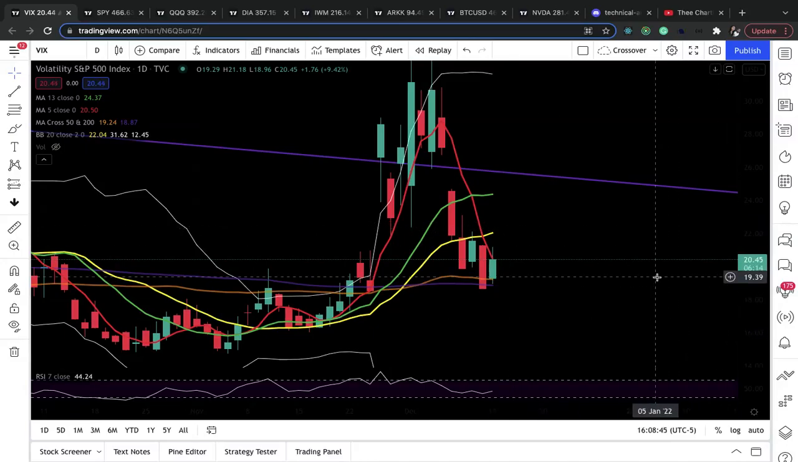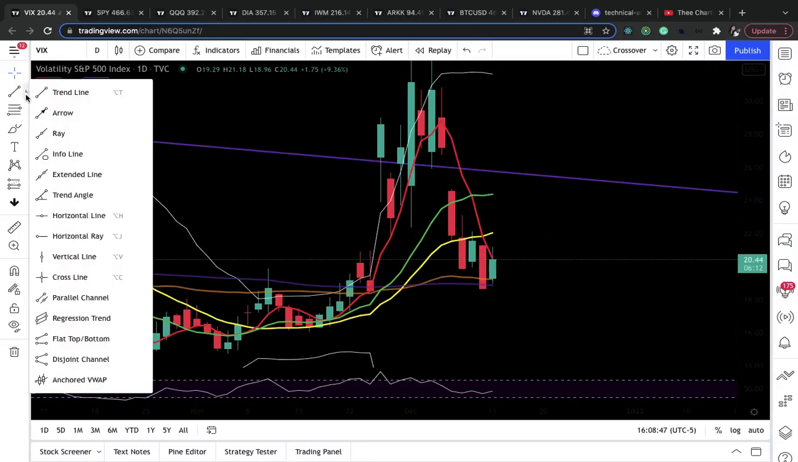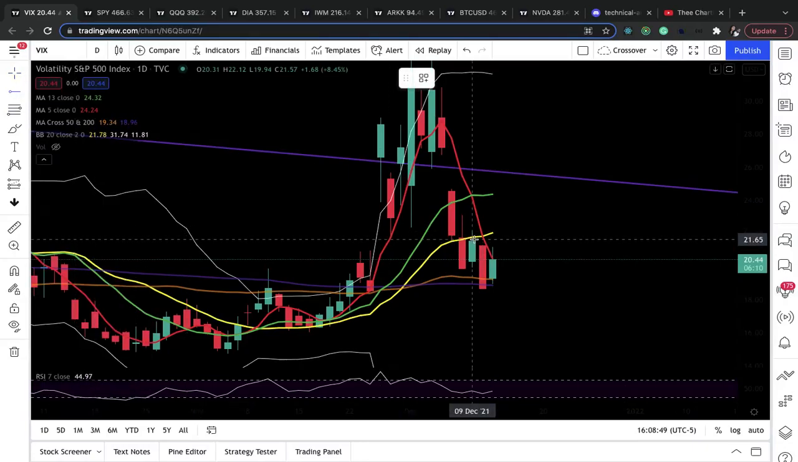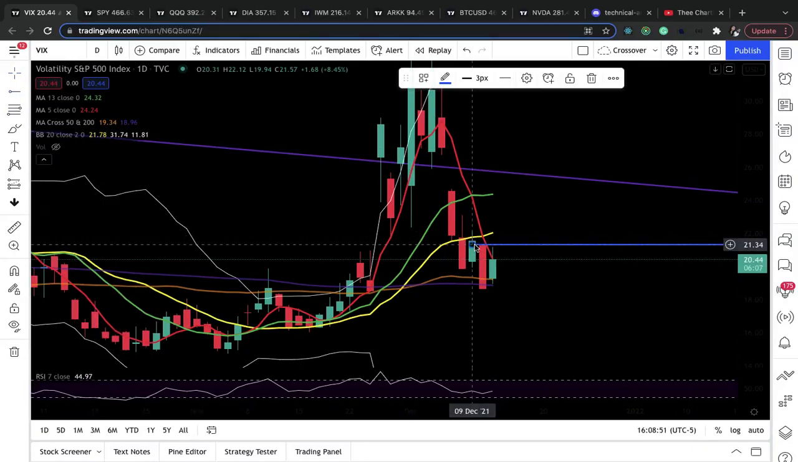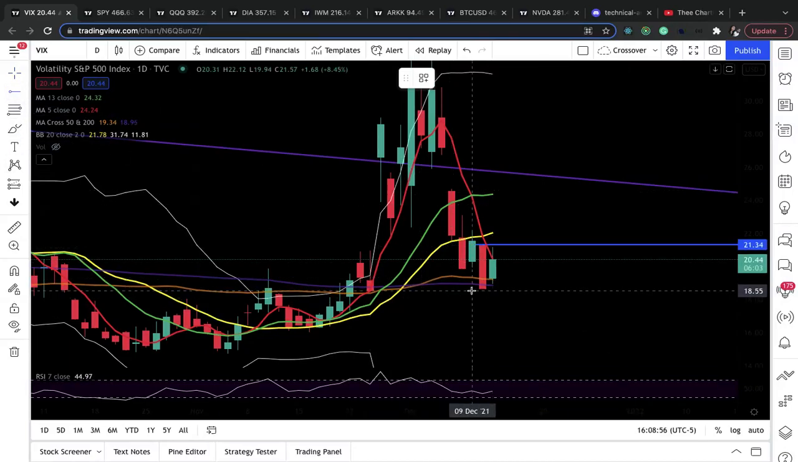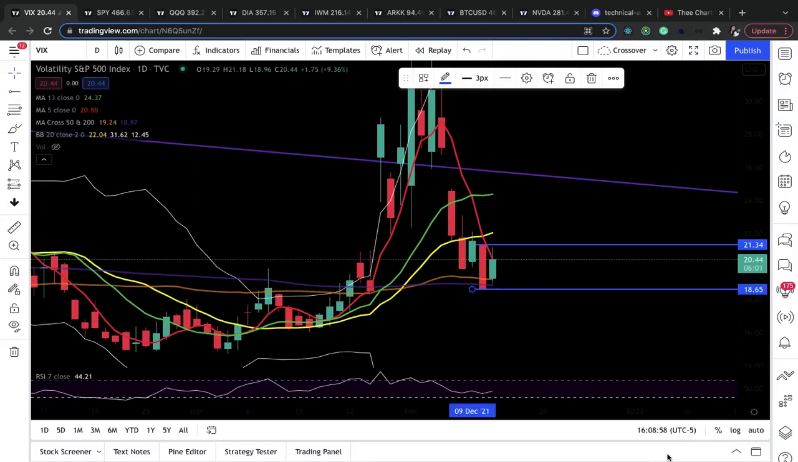Of course, it can happen. Anything can happen. But as of right now, I'm seeing an inside day candle. So of course, the mother candle's high is right there at 21.34, and the mother candle's low is at 18.65.